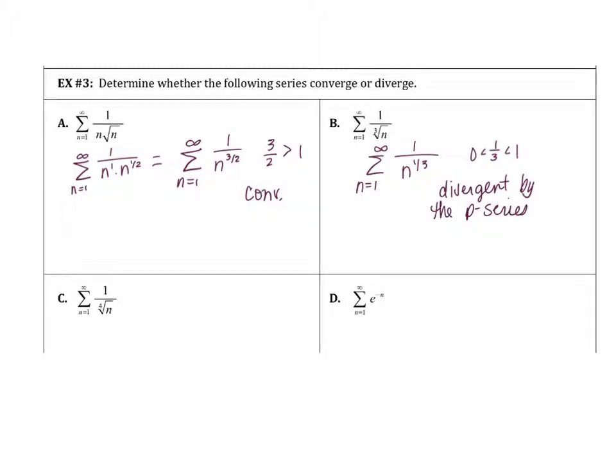Okay, so looking at our next example, for this one, again, you're going to have the sum from n equals 1 to infinity, 1 over n to the 1/4. And again, that 1/4 is between 0 and 1. So we know this series will diverge by the p-series.